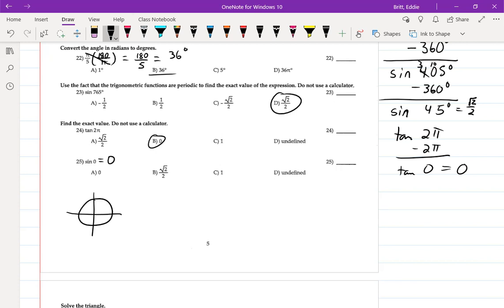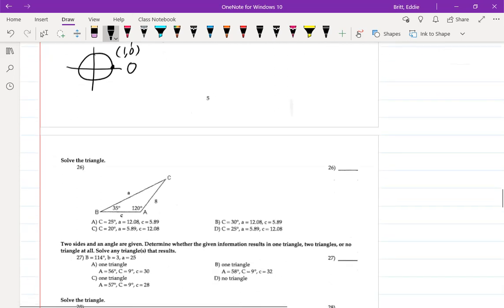You would look here at 0. That's the point (1, 0), and sine is the y-coordinate. All right, but hopefully you can remember that one. You've got to remember those common angle measures.